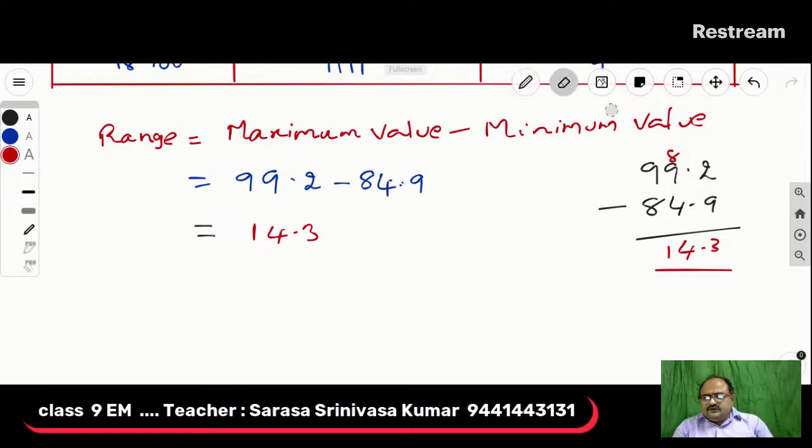Students must show the simplification part also. This simplification part also should be shown in the examination.